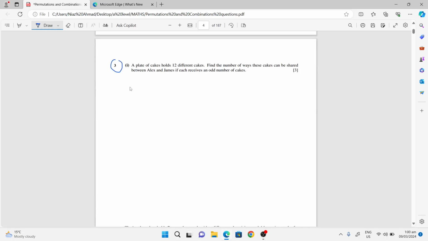A plate of cakes holds 12 different cakes. Find the number of ways these cakes can be shared between Alex and James if each receives an odd number of cakes. So according to the condition, here one is Mr. Alex and the other one is James. And here would be the selections. So if Alex contains 1, James would be containing 11.